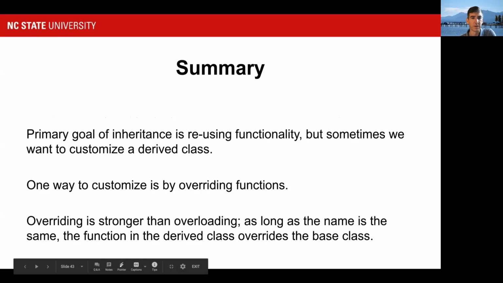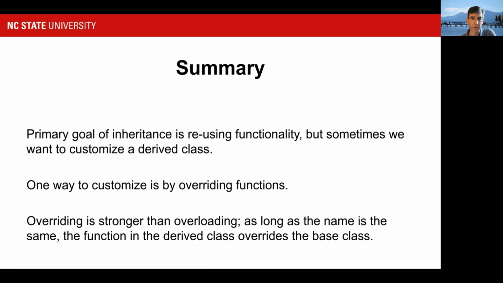Okay, so in summary, the primary goal of inheritance is reusing functionality, but inevitably sometimes we want to customize functionality in a derived class. This is the beginning of the nugget of polymorphism, that classes may be similar in a lot of ways, and they may share a lot of functionality, but sometimes we need to change them to be a little bit different. Okay, overriding functions is one way we do that. Like if we want to print out a bunch of different objects that all share inheritance relationships with each other, we still want them all to print a little bit differently, very likely.